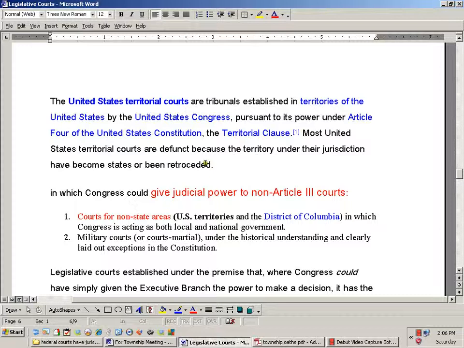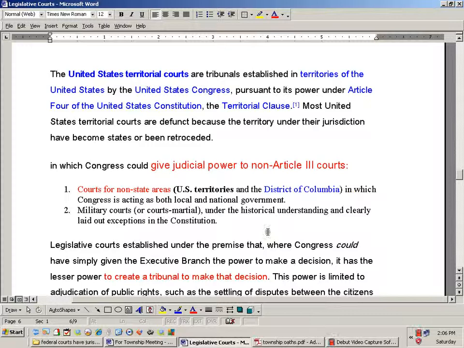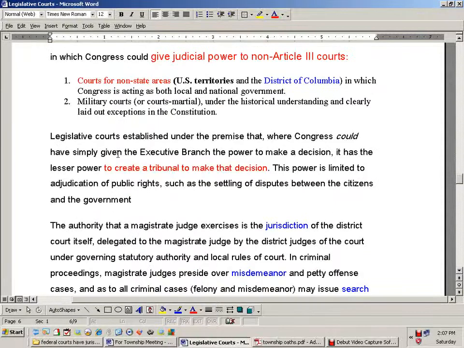Has been retroceded, in which Congress could give judicial power to non-Article 3 courts. Courts for non-state areas, U.S. territories, and the District of Columbia, in which Congress is acting as both local and national government. So Congress is both the local and national government in the U.S. territories and the District of Columbia. Didn't say anything about the president. And in military courts, under the historical understanding and clearly laid out exception in the Constitution. So Congress could give judicial power to non-Article 3 courts these ways.